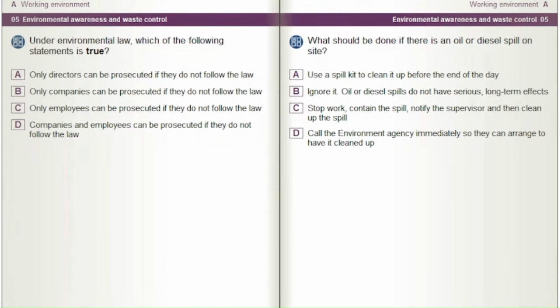What should be done if there is an oil or diesel spill on site? Use a spill kit to clean it up before the end of the day. Ignore it. Oil or diesel spills do not have serious long-term effects. Stop work, contain the spill, notify the supervisor and then clean up the spill. Call the Environment Agency immediately so they can arrange to have it cleaned up.